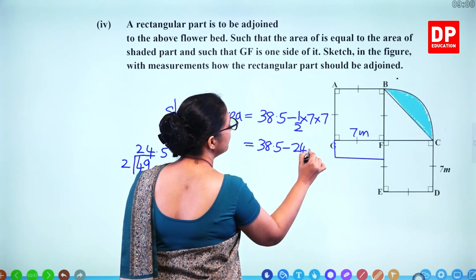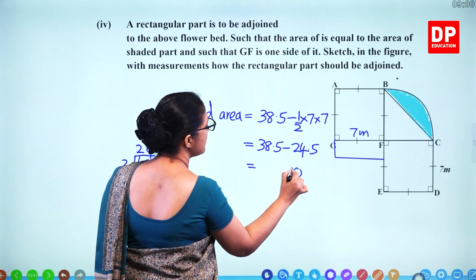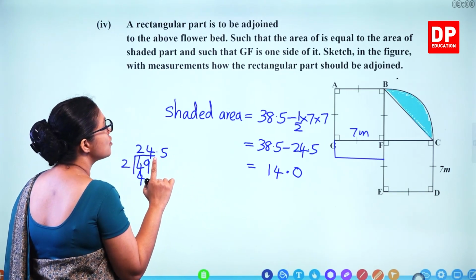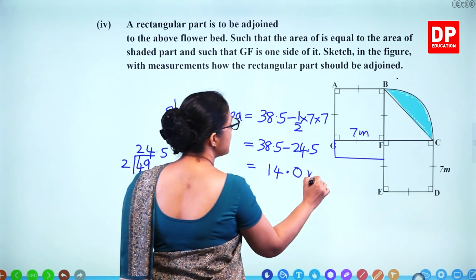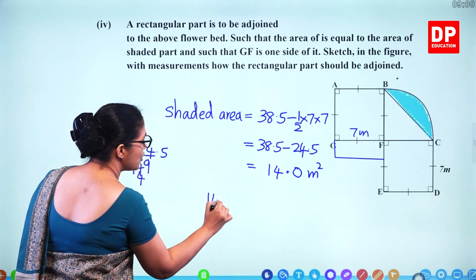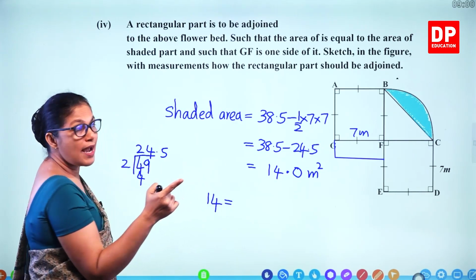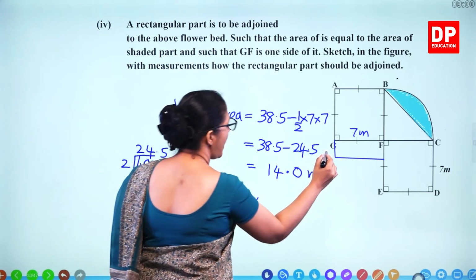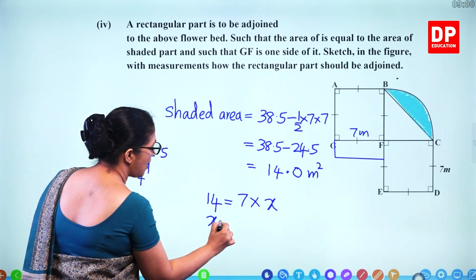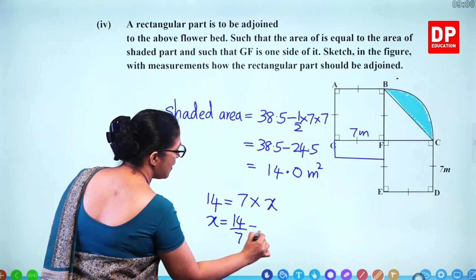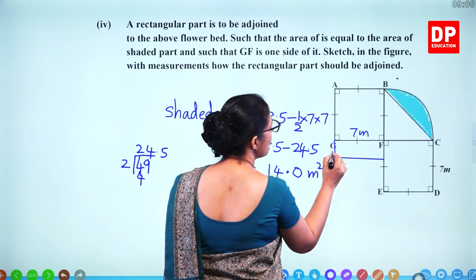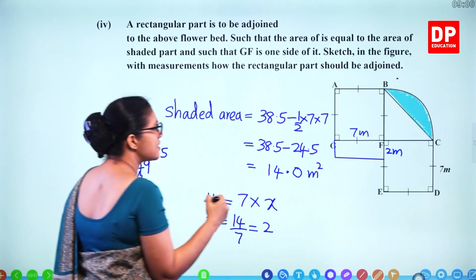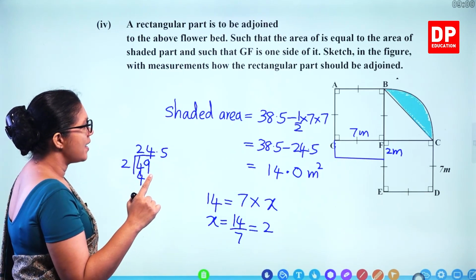24.5. So you get 14 as the shaded area, 14 square meters. So that is equal to the area of the rectangle. One side is 7. So we'll take the breadth as x. So x becomes 14 divided by 7, that's 2. So 2 meters. So you have to mark this length as 2 meters. So this is the rectangular part that needs to be added.